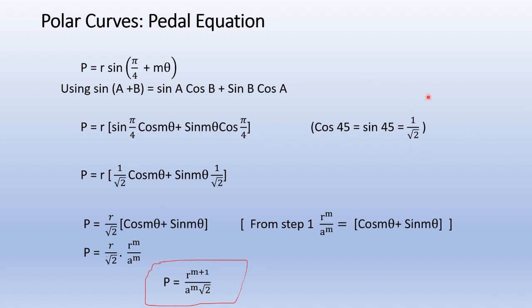From step 1, r to the power m by a to the power m is equal to cos m theta plus sin m theta. Plugging it in the above equation, we get p is equal to r by root 2 times r to the power m by a to the power m. Simplifying, we get p is equal to r to the power m plus 1 by a to the power m times root 2.